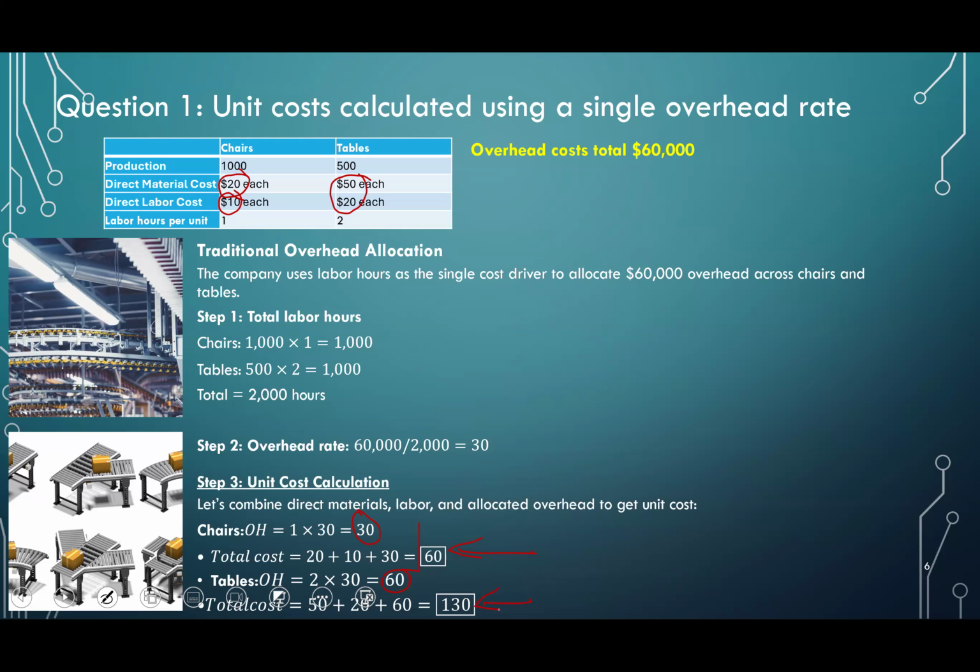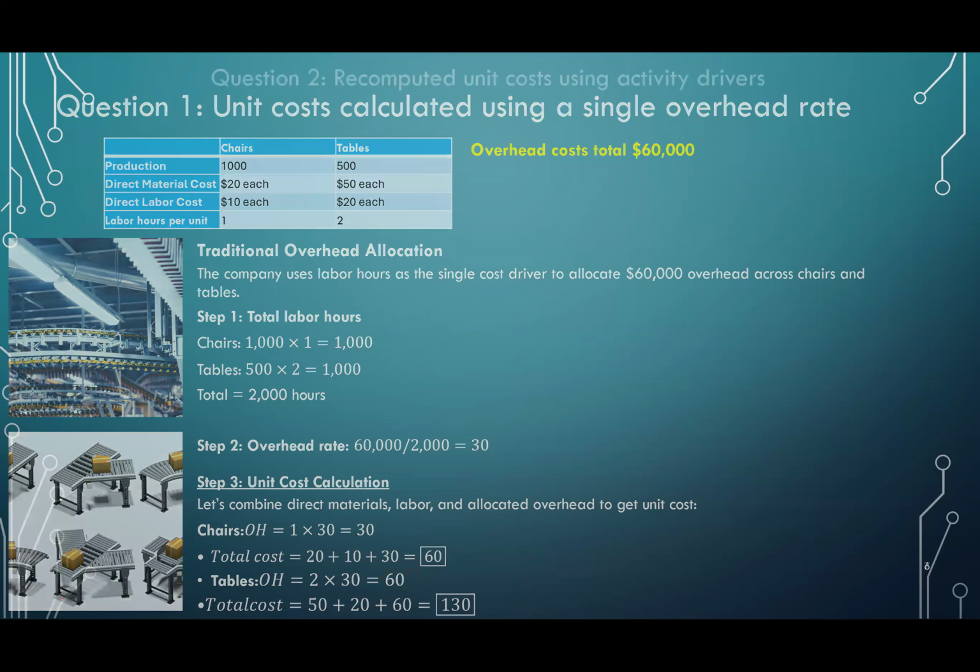So what have we learnt on this slide? Using a single overhead driver, which was direct labor hours, traditional overhead is giving us $60 per unit cost for chairs and $130 per unit for tables.